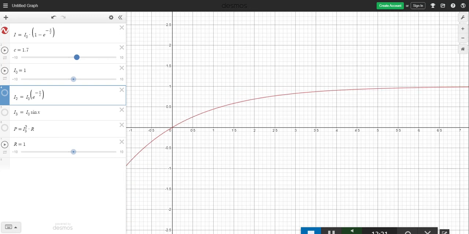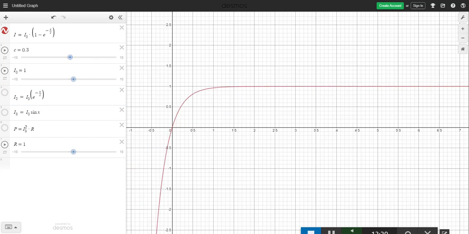So the way to increase the time constant, since the time constant is L over R, is to increase the value of inductance or decrease the value of resistance. And then I naught is just a scaling factor that tells us what the equilibrium value of the current is going to be.